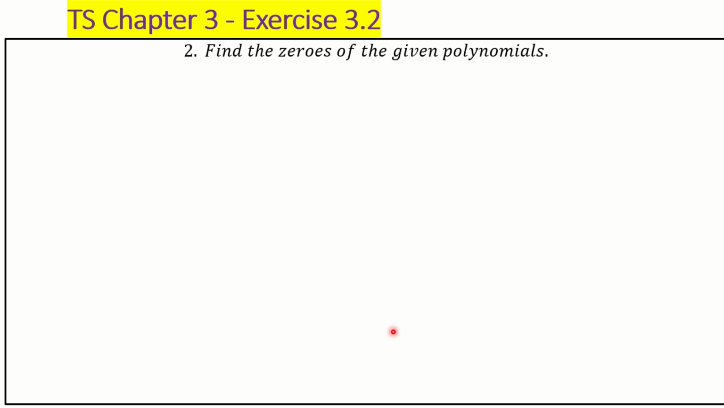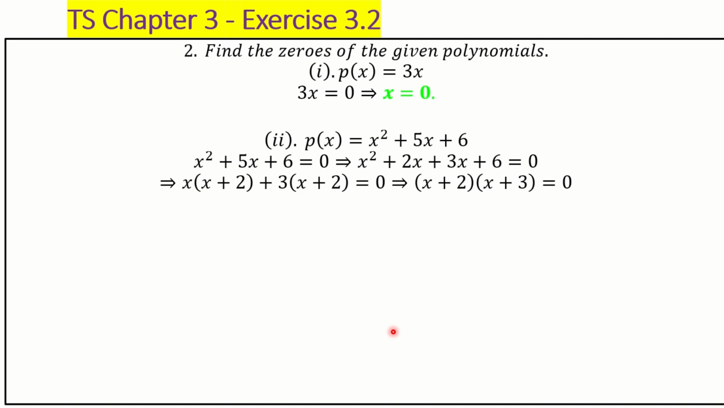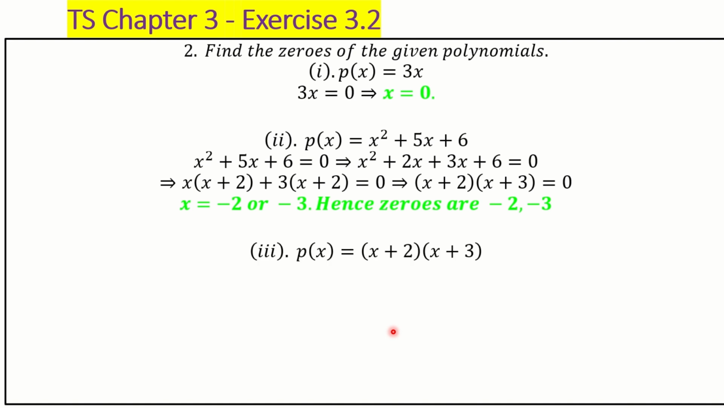Next, find the zeros of the given polynomials. P of x equal to 3x, which is very simple. 3x equal to 0 gives x equal to 0. That's a zero. Next, x square plus 5x plus 6 equal to 0. 6 is 2 into 3, so you write 5x as 2x plus 3x and factorize it. You will get x plus 2 into x plus 3 equal to 0, which means x equals minus 2 or minus 3. These are the zeros.